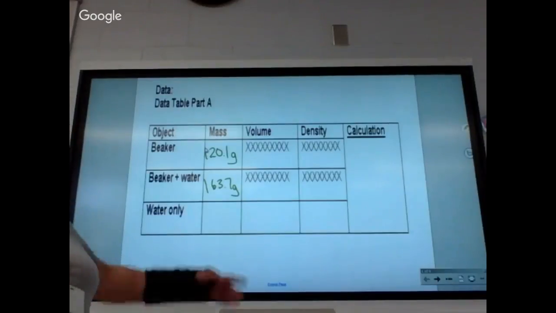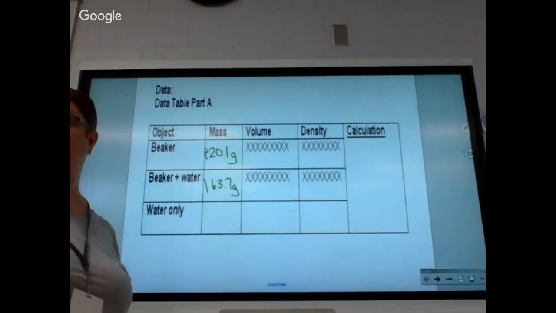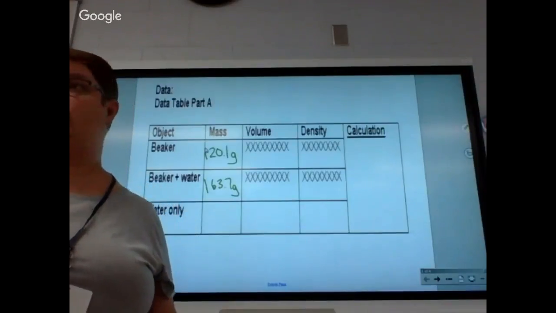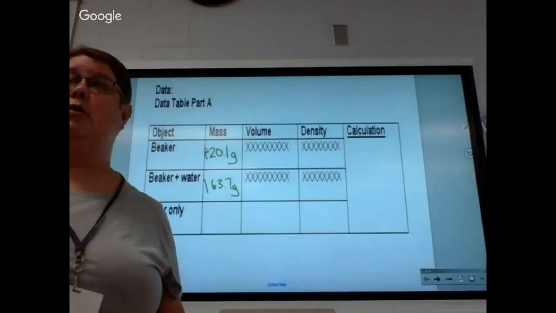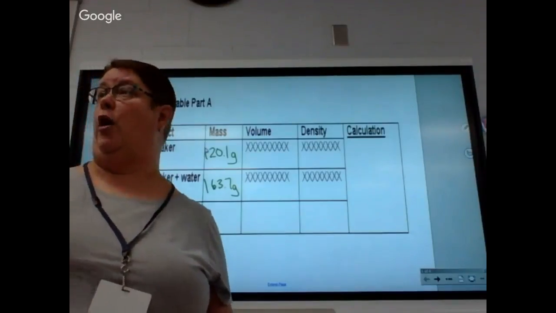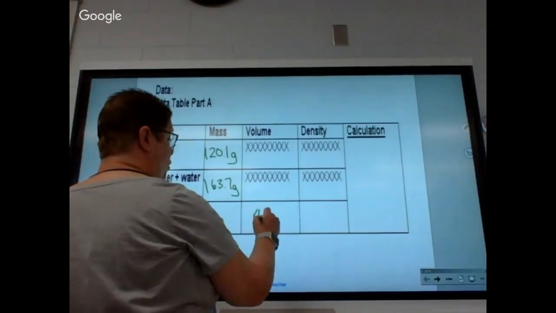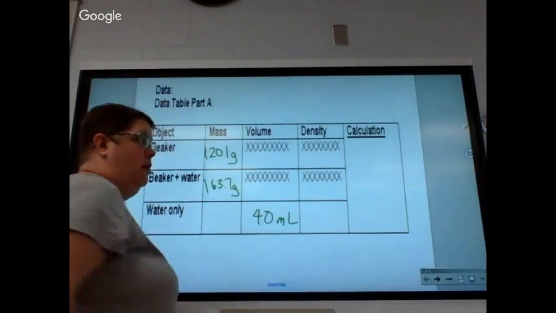Okay? Now, when you need the volume of water in step 3, what does it tell you to use? It may not even tell you, but you know you're going to use the what? Graduated cylinder. So you're going to pour your water in the graduated cylinder, and you're going to write it down here. I'm just going to say it's 40 milliliters. I have no idea. Okay?